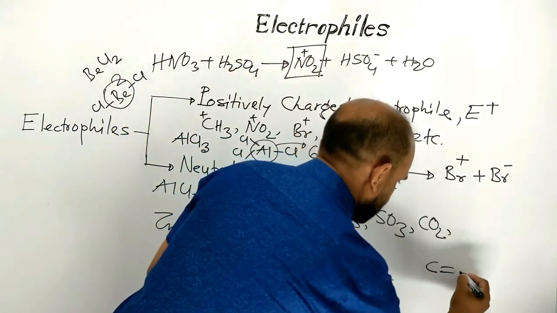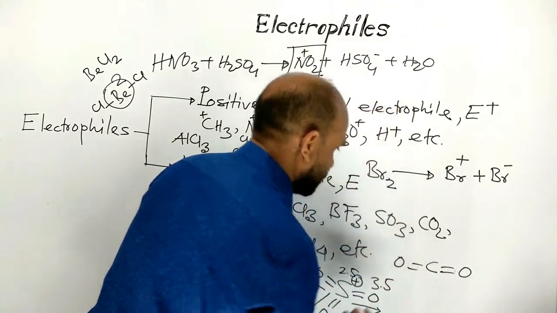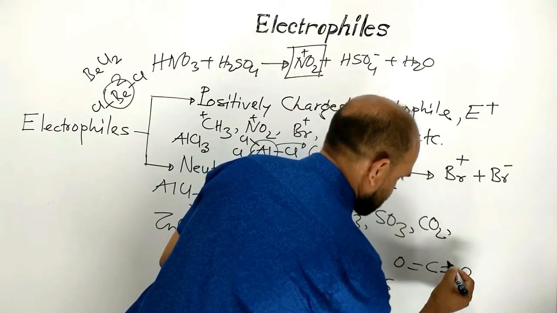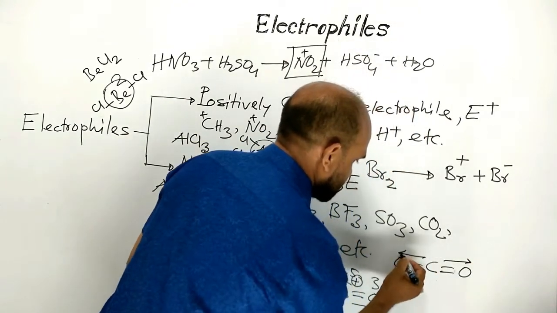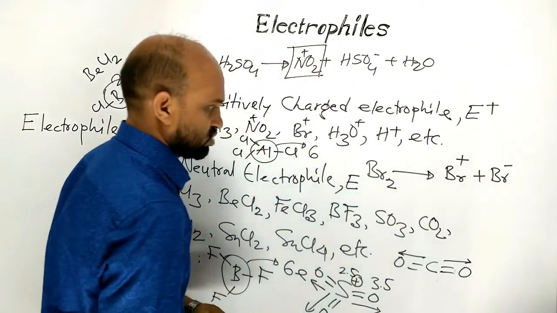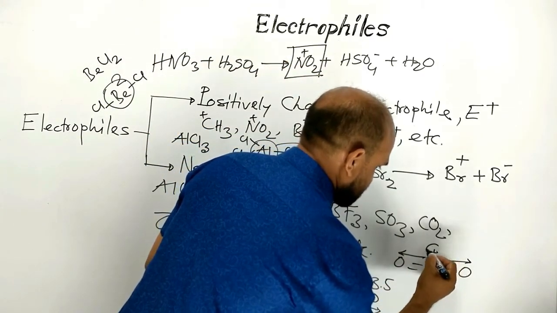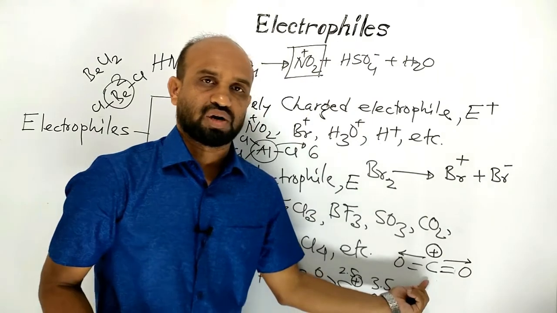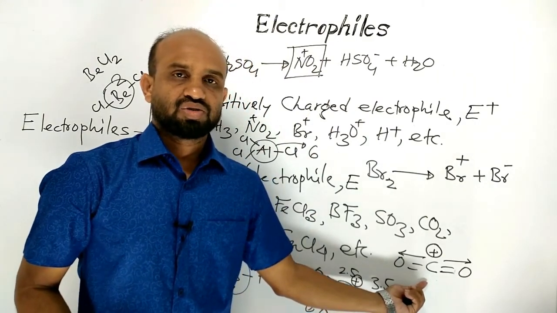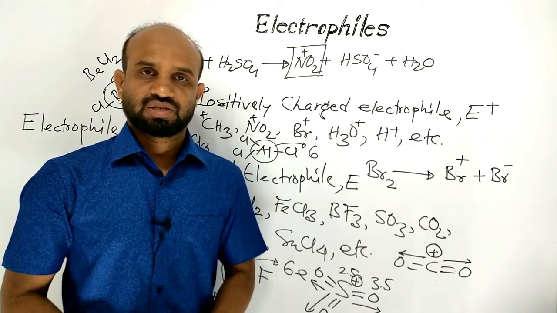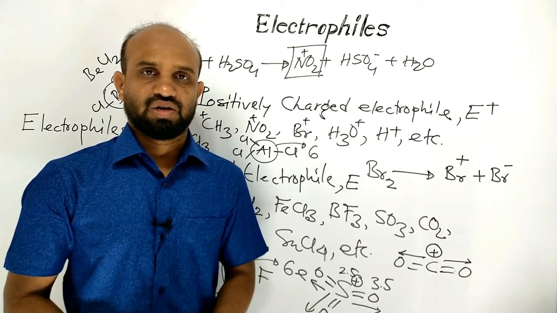Now let's see carbon dioxide. The structural formula of carbon dioxide is this, which is a kind of covalent molecule. Here the electronegativity of oxygen is higher than carbon. That is why covalently bonded electrons move towards oxygen and positive charge is developed over carbon. Because of this positive charge, the carbon dioxide molecule acts as a neutral electrophile.